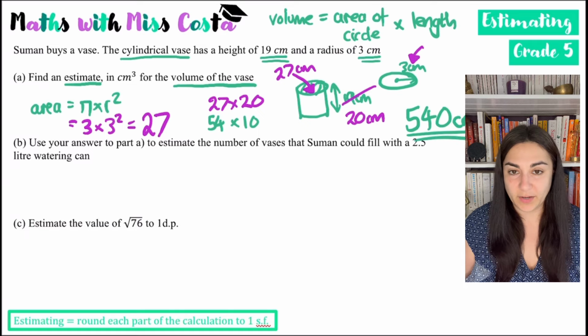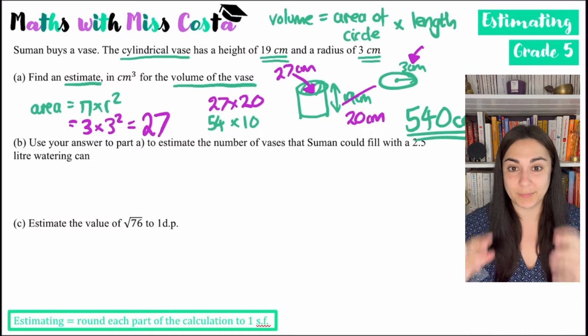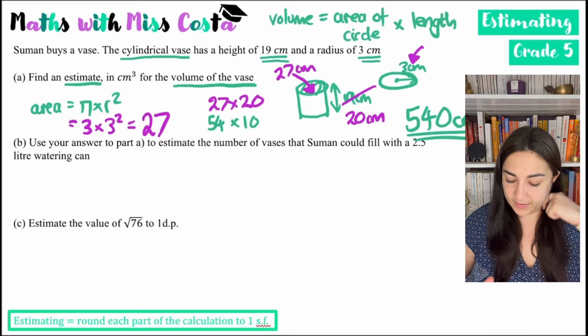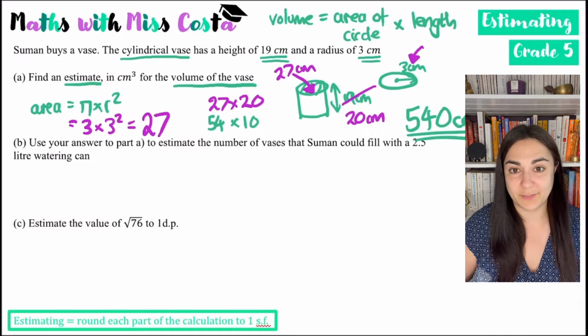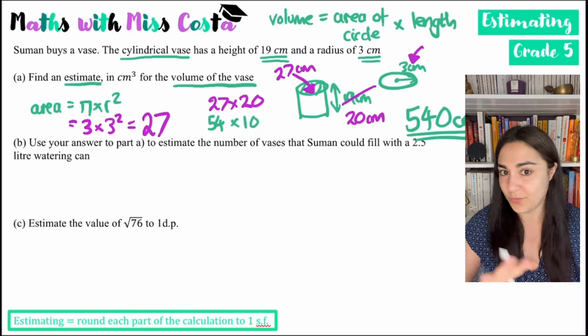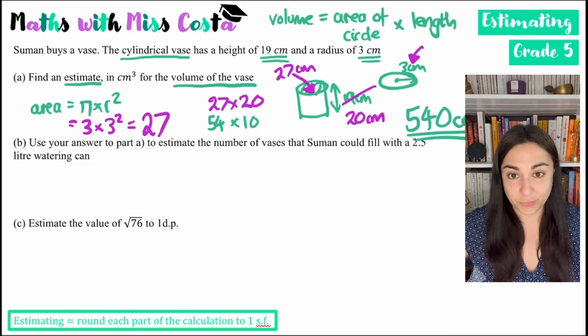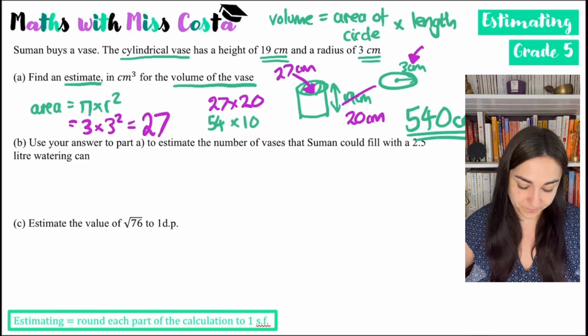Okay, so this relies on you knowing how to work out the volume of a prism. Remember, it's the area of the cross section times the length. And yeah, we round to one significant figure. Once you've got your answer, you don't round your answer, you just round during the calculation.